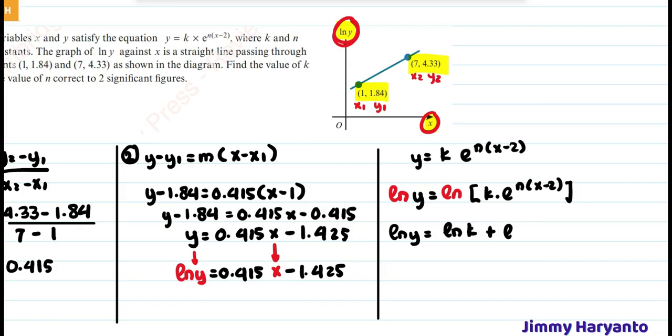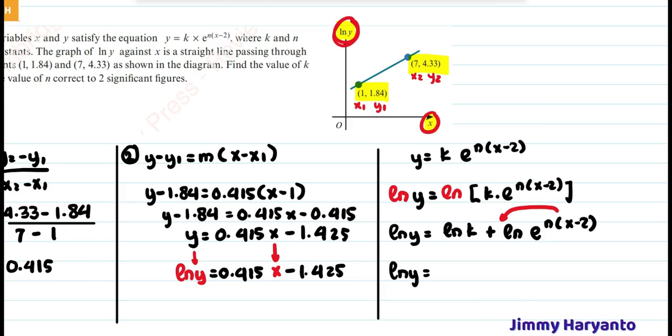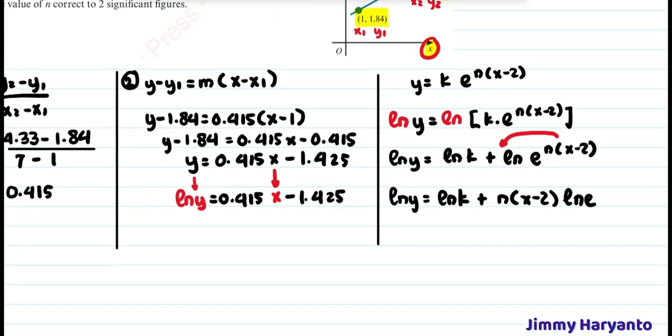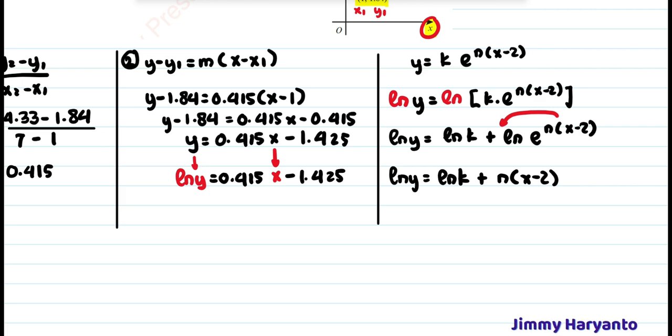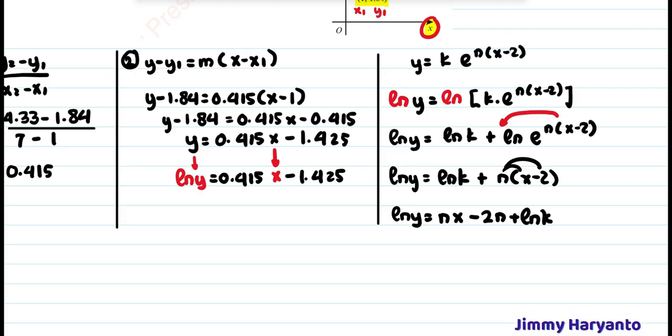Multiplication will become addition in logarithm, and then you have this. Then I will use the powers rule. I can move the powers to the front, so I will have ln k plus n times (x minus 2) times ln e. Ln e equals 1, so I can erase this. That means we already have the linear form. I will rearrange it like this, and oh sorry, I have to multiply this one first: nx minus 2n plus ln k.